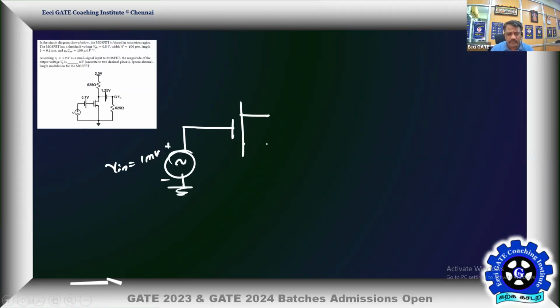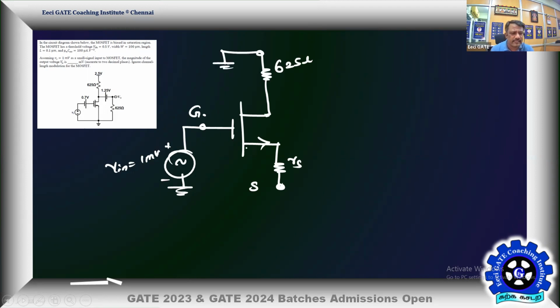So then the small signal equivalent of the NMOS comes into play, where the small rs is connected before the source terminal. And remember, this is the gate terminal. Then what else is there? We have a 625 ohms resistor connected at the drain terminal, and this is made 0 for AC analysis.